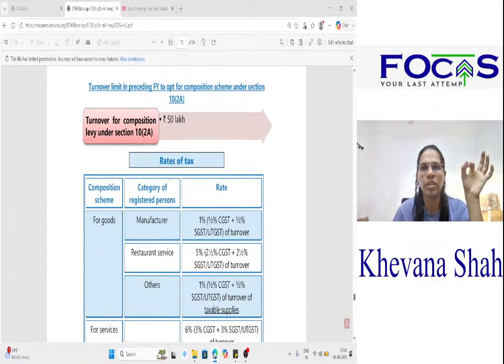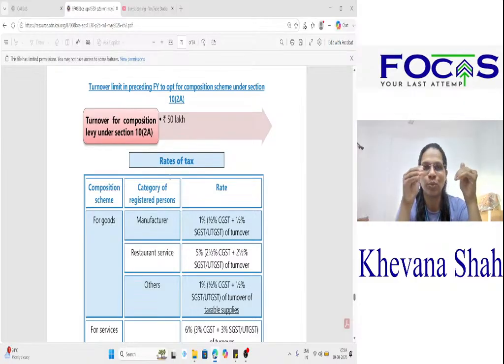To opt for composition scheme under section 10(2)(a). So now suppose you are not eligible for section 10(1) and section 10(2), then in that case you will be going to check whether you are eligible to apply for composition levy under section 2(a).